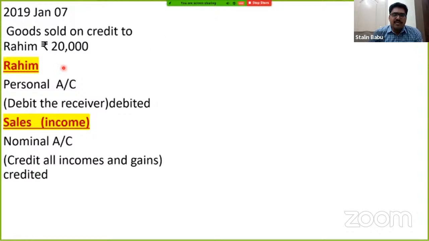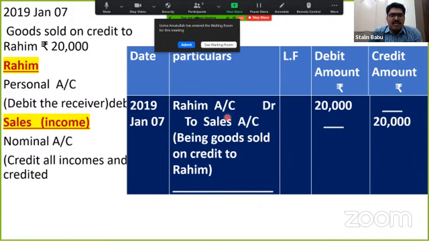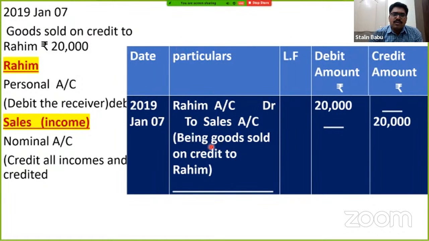So what is the entry? Rahim account debit to sales account. Write the date of the transaction in the date column, January 7. Rahim account debit to sales account. Being goods sold on credit to Rahim. What is the amount? 20,000. Write 20,000 in the debit amount column against the debit account and write 20,000 in the credit amount column against sales account, that is the credit account.